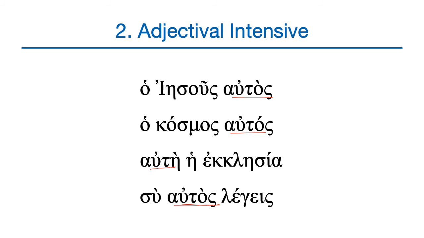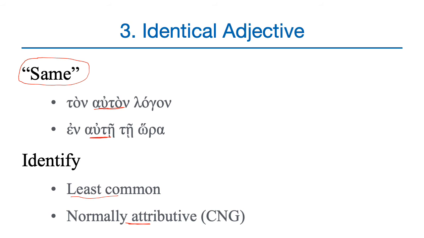And the last use that is least common is identical adjective to mean same. So you have ho autos logos, ton auton logon, which means the same word. Notice that the article comes before autos or before auton. And you have en aute te hora. The preposition en comes before aute, and then the noun that it modifies, it will be here in the same hour. In the same hour.